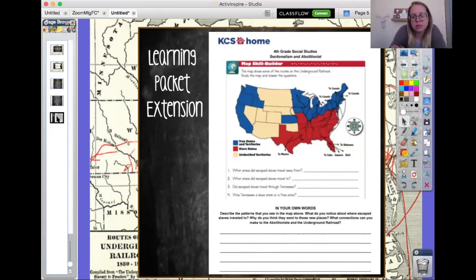So what do you notice about where escaped slaves traveled to? Why do you think they went to those places? And then try to make some connections between the abolitionists that we talked about and the Underground Railroad. And then, of course, dig a little deeper with other resources. There were some in your packet from last week. And the story about Henry Box Brown, Henry's Freedom Box, is a great place, a great read aloud to do.